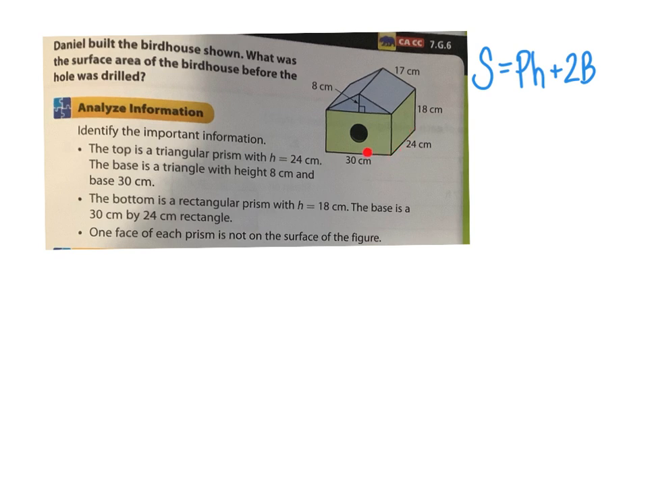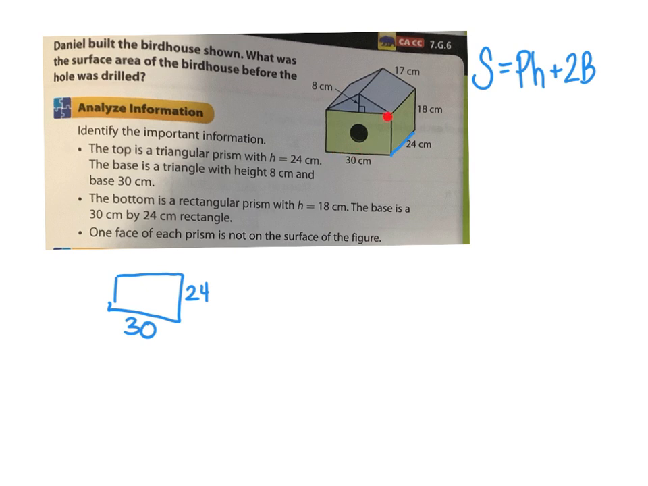And as the base, I'm using the very bottom, so the part that it's sitting on, right? So I'm going to draw that out, what it would look like. And its length is 30, and its width is 24. Okay, so that's the bottom that the birdhouse is sitting on. It's 30 by 24.